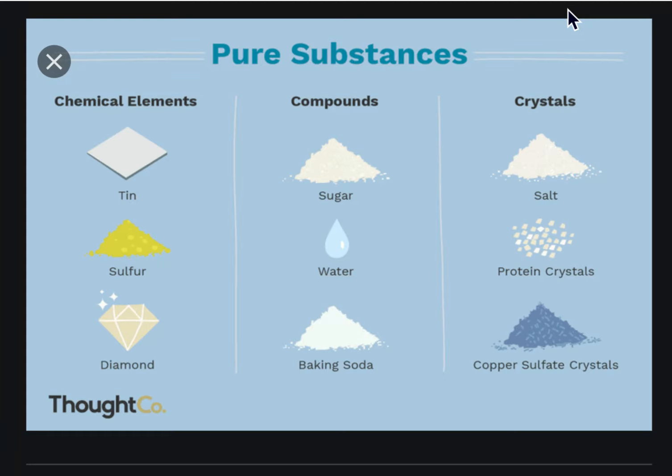Each pure element is a substance. Every pure compound is a substance. An example of a substance is iron, which is an element and hence is also a substance.